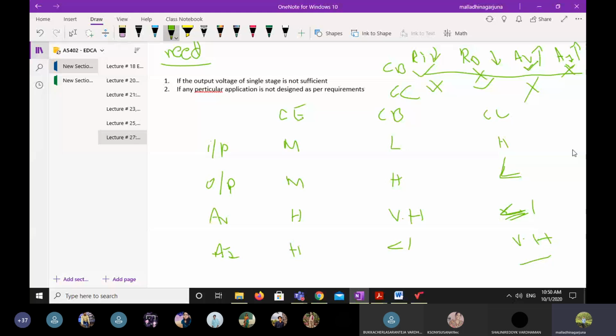For that reason, we are going for the multi-stage amplifier. Finally, there are two reasons. One is that the requirements cannot be met by a single stage. Another reason is impedance matching. Third point is impedance matching.